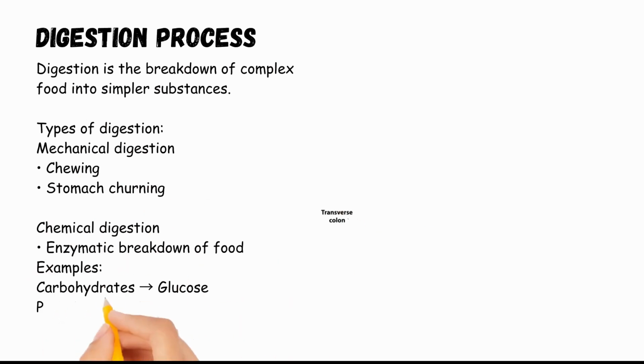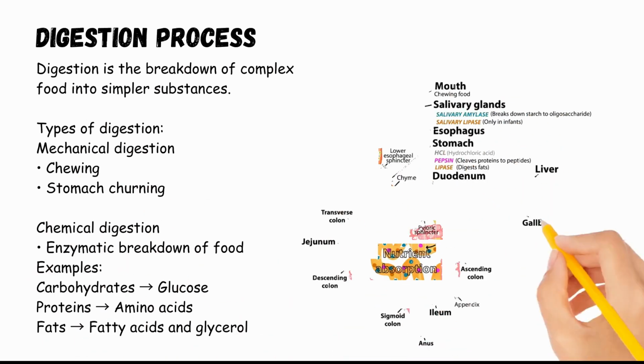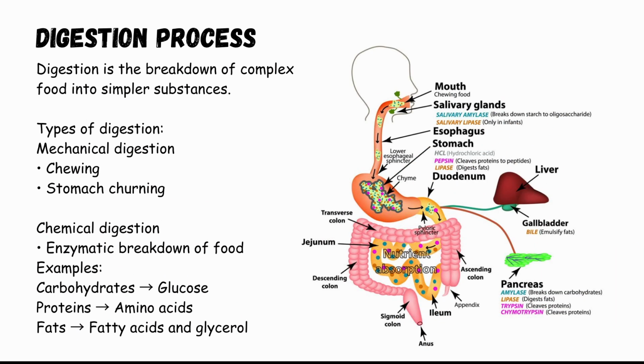Digestion is the process by which complex food substances are broken down into simpler molecules that can be absorbed by the body. There are two types of digestion. The first is mechanical digestion, which involves the physical breakdown of food. Examples include chewing in the mouth and churning movements in the stomach. The second is chemical digestion, which involves enzymes breaking down large molecules into smaller ones.